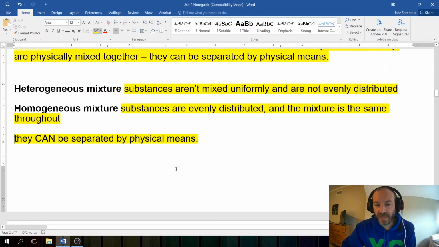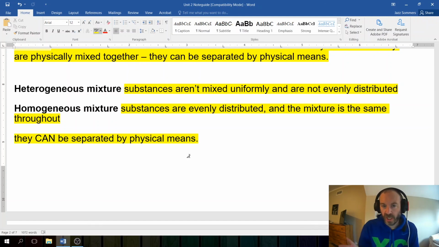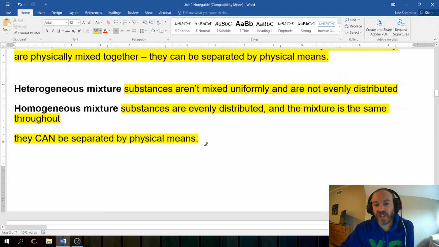Every mixture you can separate by physical means. It's really important. You can't do that with elements, and you can't do that with compounds. But for mixtures, you can. If you wanted to separate out the components of Diet Coke, you could do that. If you want to separate out the water and the sugar in your Gatorade, it's not hard to do. That is the definition of a mixture.